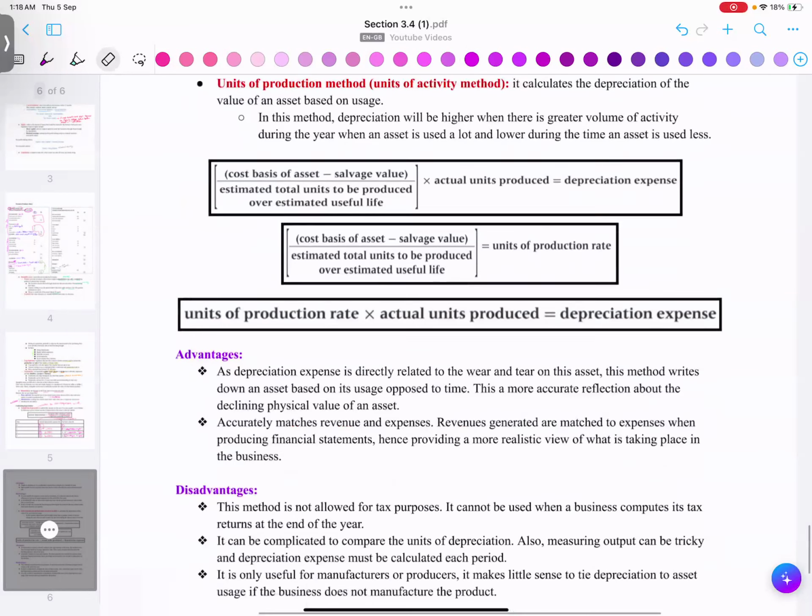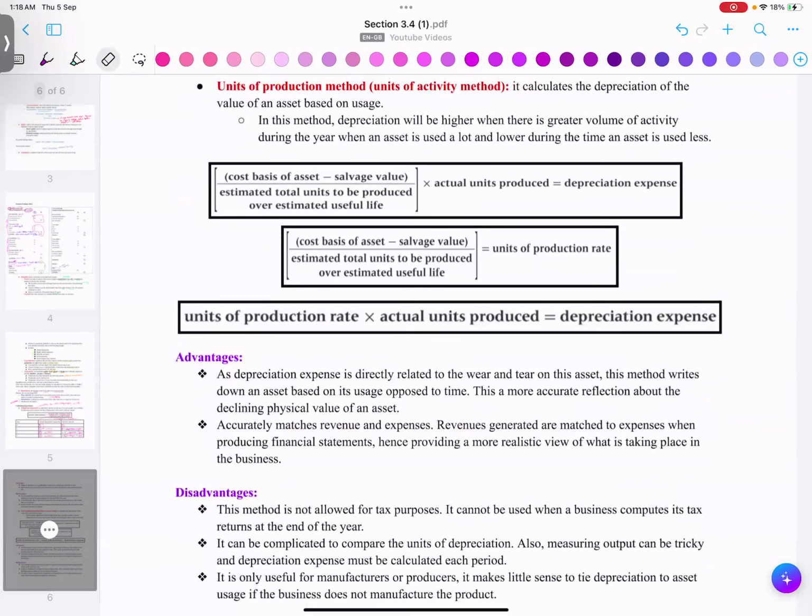Now you have the second method, which is new. This is not put in any past papers. So basically, it calculates the depreciation of the value of an asset based on usage. So based on how much it's used, okay? Not the amount of time it's used, but how much it's used, the amount of times it's used. In this method, depreciation will be higher when there is a greater volume of activity during the year, and lower during the time when the asset is used less.